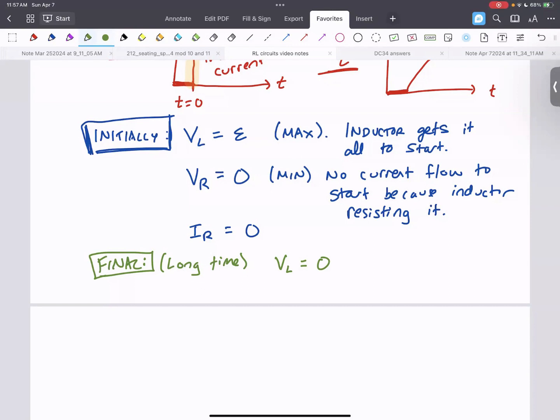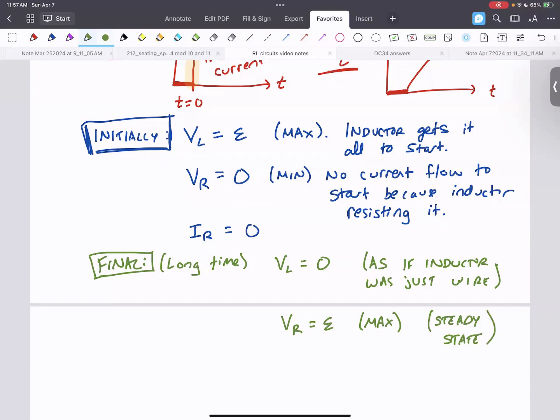It's fought it and it's fought it and it's fought it. And then eventually the current gets up to V equals IR and there's just no change anymore. And so the voltage across the inductor is going to start to approach 0. And then after a long time, it's going to be as if the inductor wasn't there, as if the inductor was just a wire. That is how you can analyze that part of the circuit. The voltage across the resistor will get all of it. That'll be the maximum value. And that's going to be once you have essentially what we call the steady state.